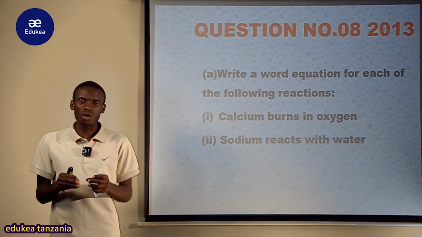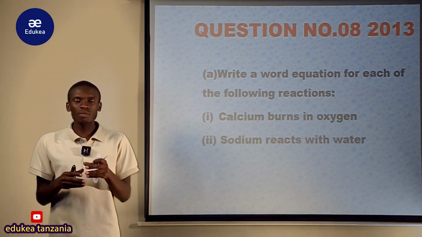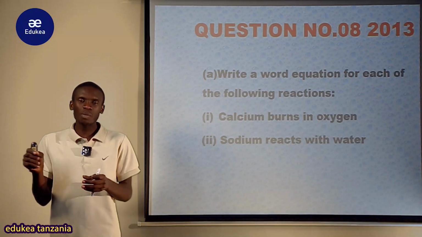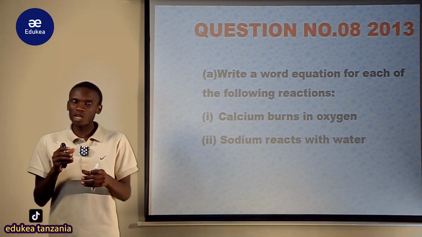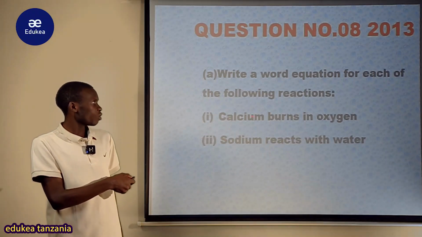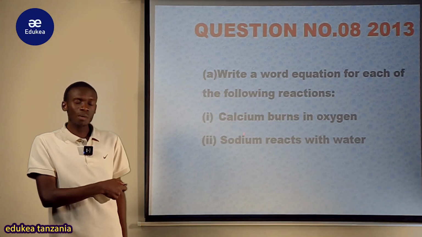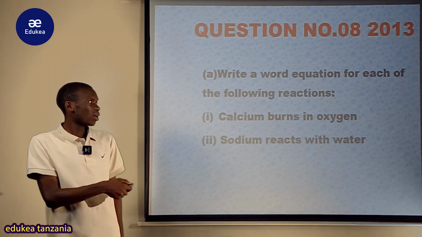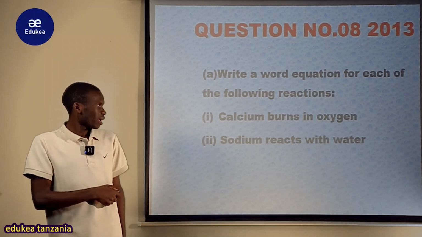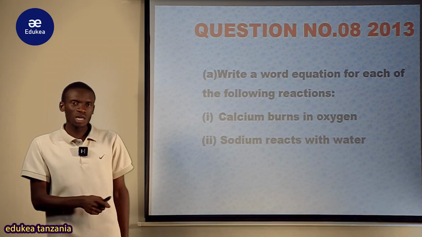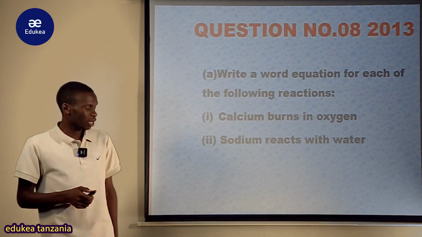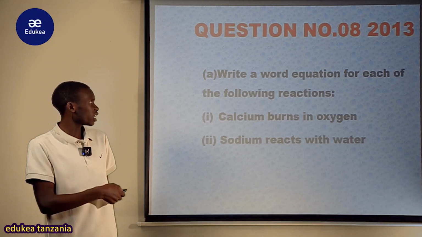Word equation kwa maneno, equation kwa maneno. Kuna chemical formula, kuna chemical equation and word equation. Word equation unaandika kwa maneno. Mfano reaction of what and what unaandika kwa maneno. So reaction of calcium binds in oxygen. Kama calcium akiungana na oxygen, equation yake itakuwaje? B was sodium reacts with water. Write the word equation when sodium reacts with water. So that was the question part A.